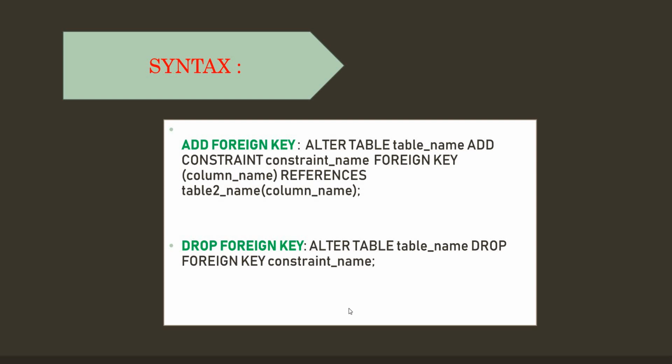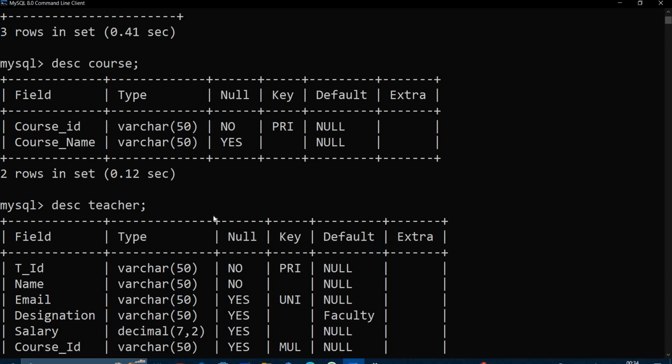Okay, so now let us check it out in the MySQL window. So as you can see in my database, I have a table known as course. So here I have a field which is course ID, which is the primary key of this particular table. So this column I'm going to create as a foreign key in the table student details. Make sure the key which you are creating as a foreign key is the primary key of the other table.